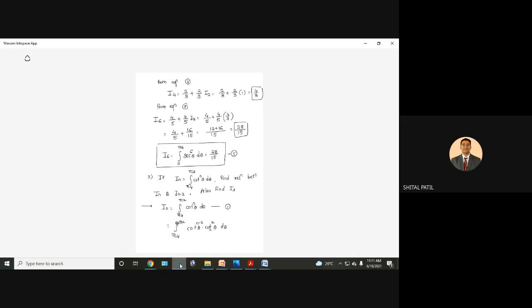Same as the previous example, right? We can consider u as 1, but that will give theta, so avoid that. If we consider cot theta as the u, we'll get a logarithmic term. We don't want a logarithmic term. Therefore, better to consider cot square theta. So it is cot raised to n minus 2 theta into cot square theta. Can we integrate cot square theta? Yes, minus cosec theta.